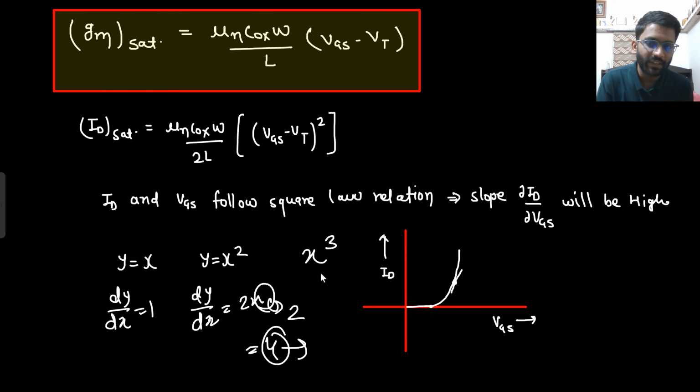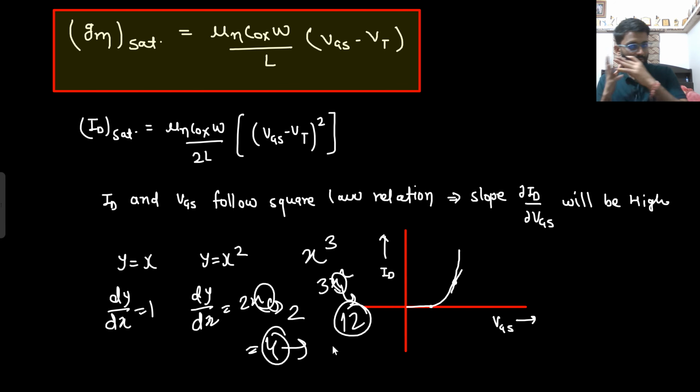If it was following a cubic relation, the derivative will be 3x square. If my x value is 2, then the slope will be 12. So if it is in a higher power, that means the slope will be larger. Are you getting this point?